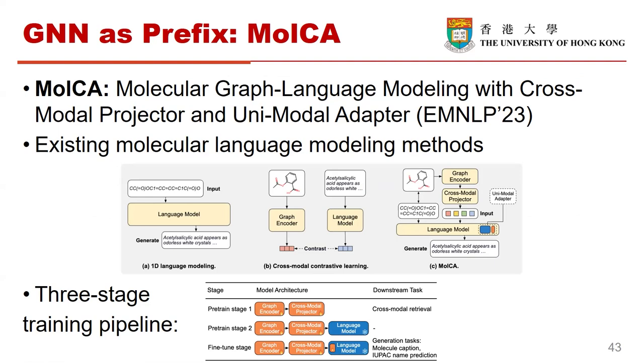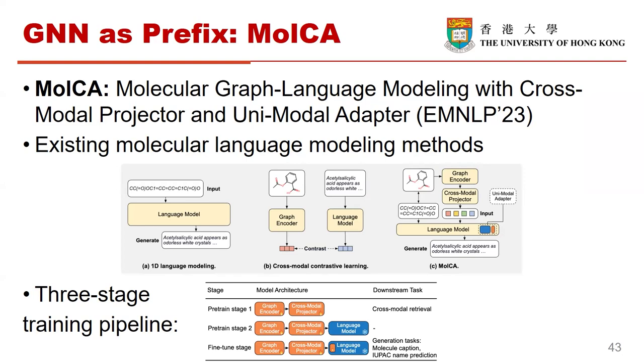The other one is the cross-modal contrastive learning method. That is, we use the graph structure and the 1D sequence of the molecule to align the two modalities, the molecular graph and the language modality. But we can only conduct text-molecule retrieval using this method. And then MolCA proposes a framework with which we can not only conduct text-molecule retrieval, but also more downstream tasks such as molecular captioning and molecular property prediction and so on.